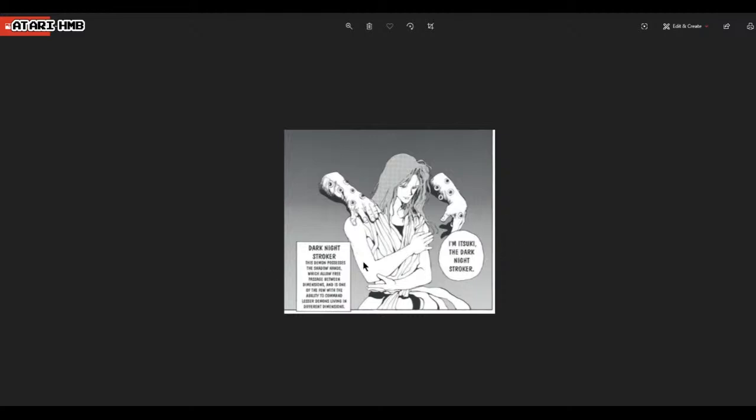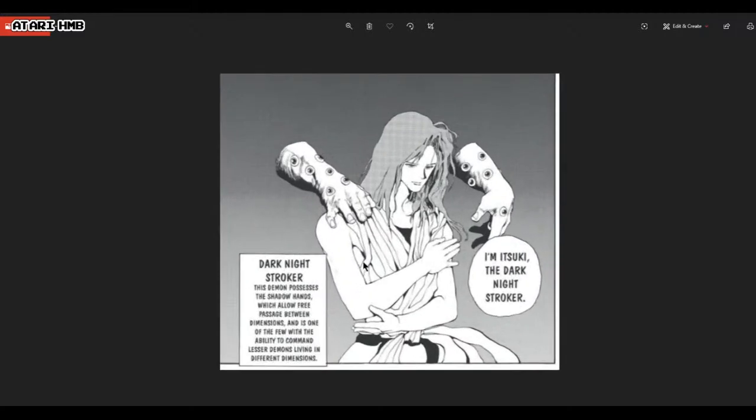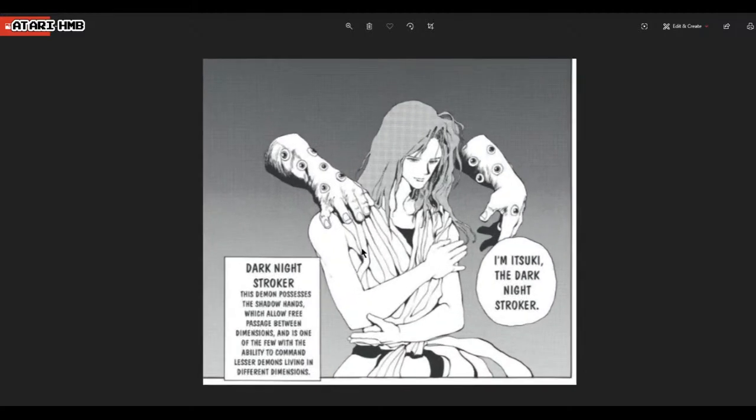But anyway, this says here, oh, that's a good one, Isaac. I'm gonna answer that in a moment. All right, so this demon possesses the shadow hands, which allow free passage between dimensions, and is one of the few with the ability to command lesser demons living in different dimensions. Demons come from demon world, so the fact that he's controlling demons that are lesser means he's controlling them on a lower plane.